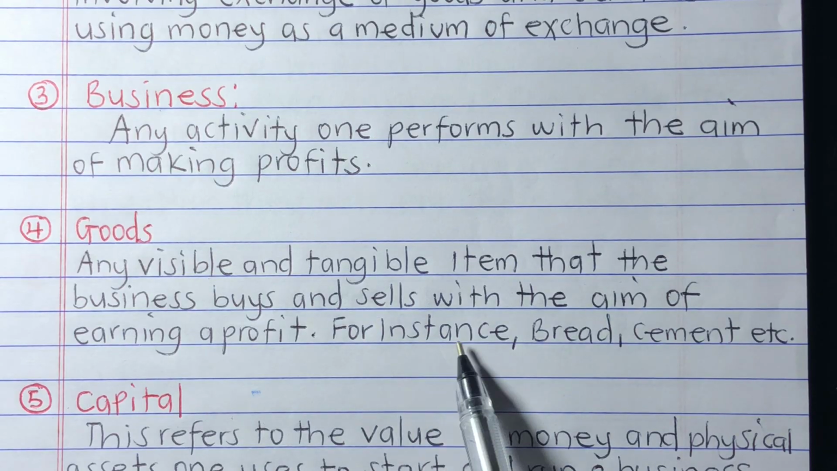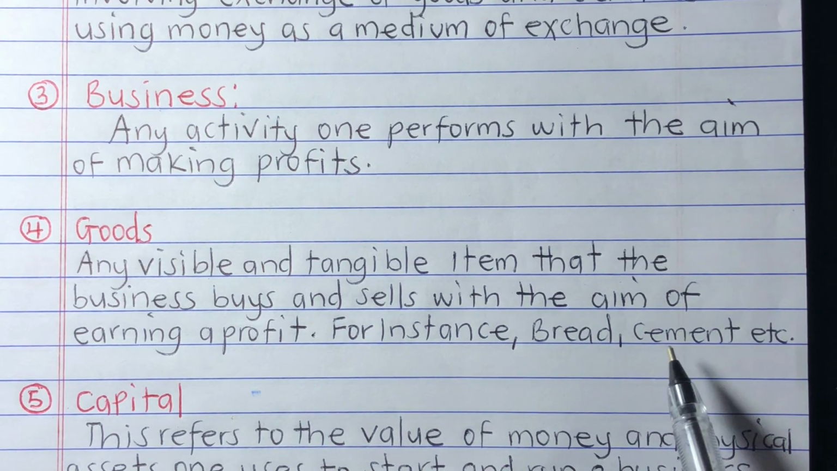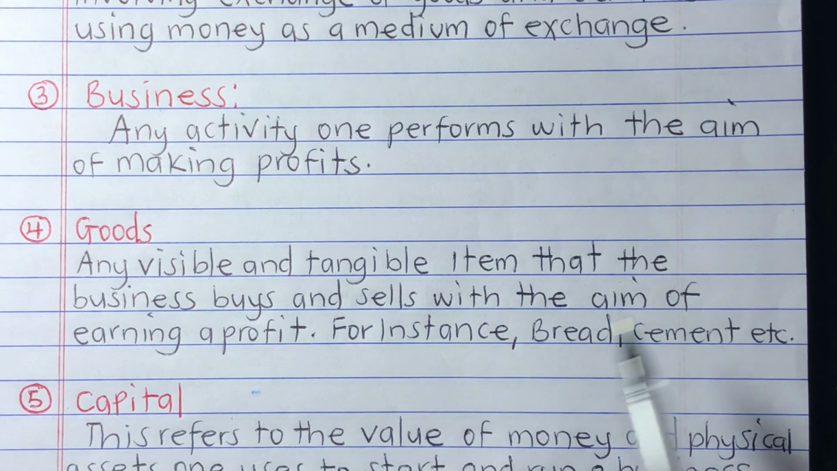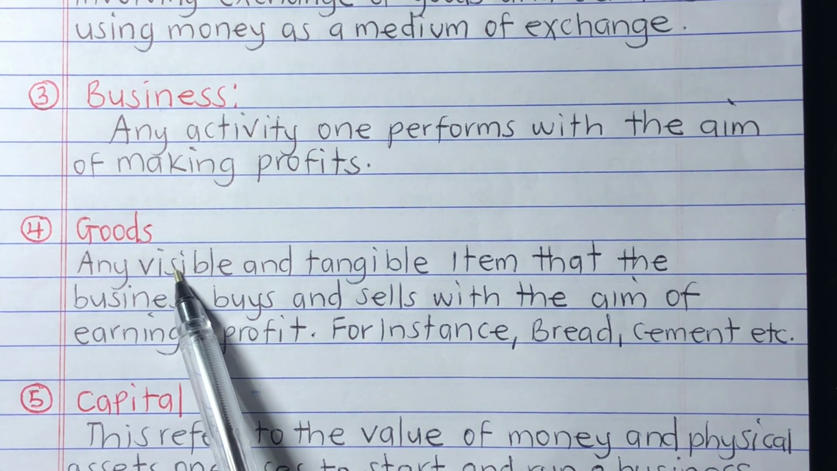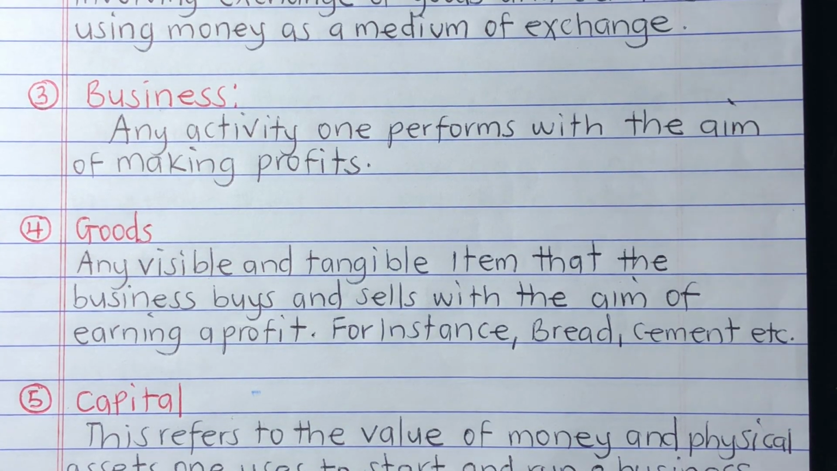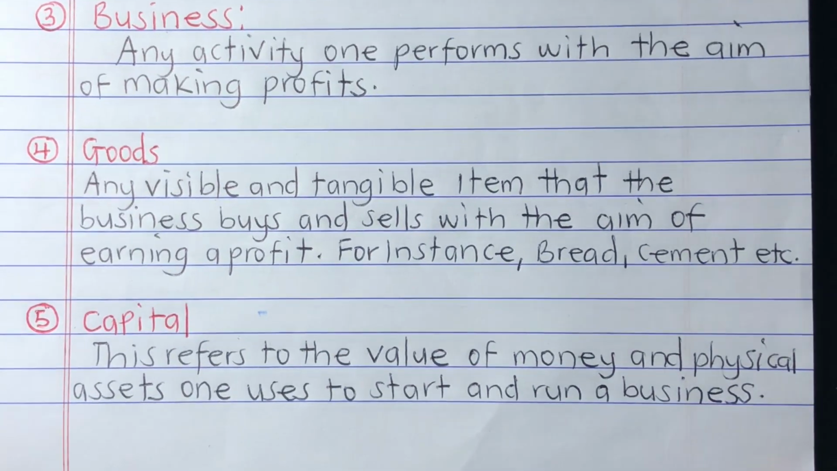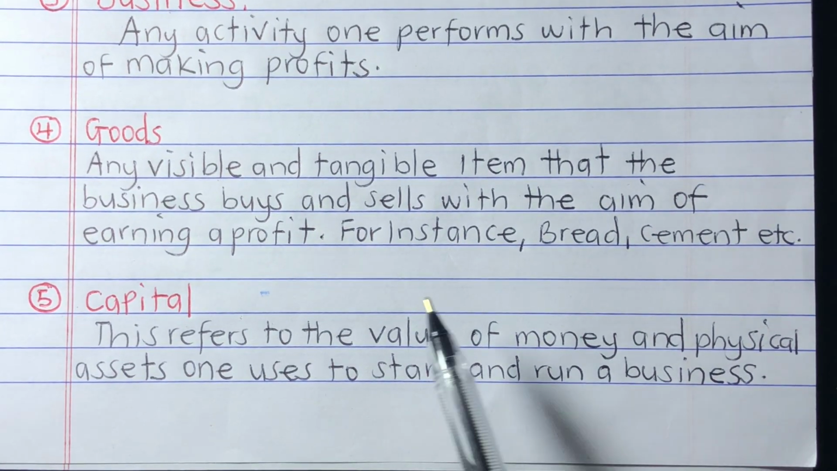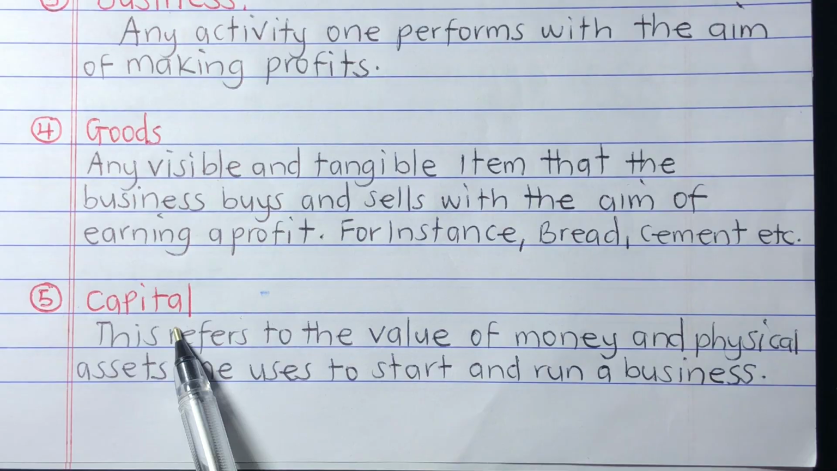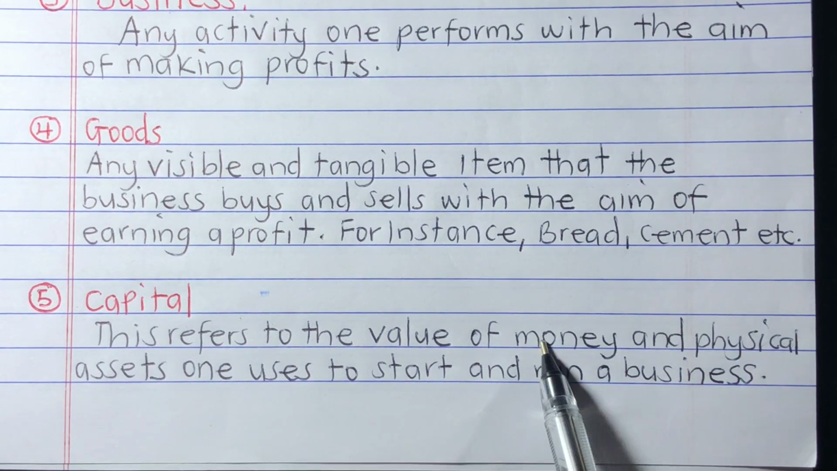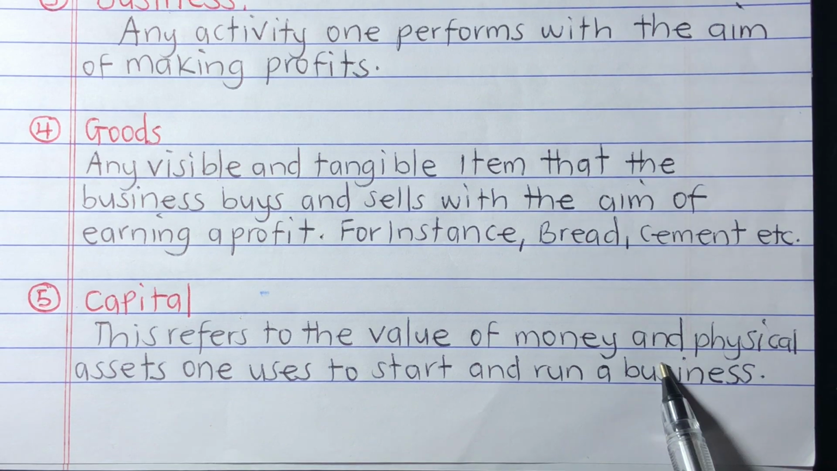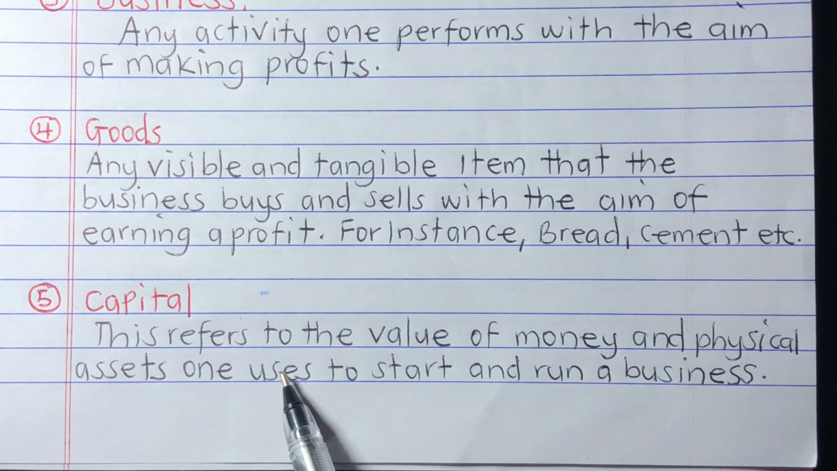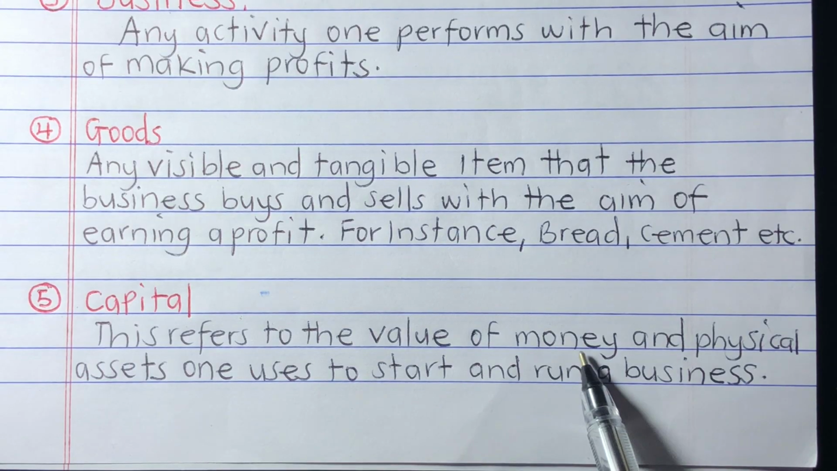For examples of goods, you know them, we have cement, paints and all that. Those are all goods. They should be visible and tangible. Then we have our other term as capital. Capital refers to the value of money and physical assets one uses to start or run a business. The money you use to start and run a business is called capital.